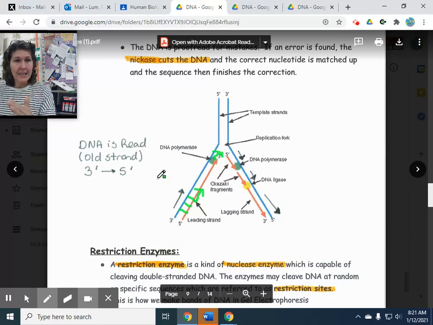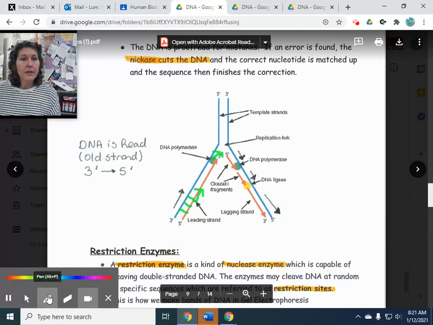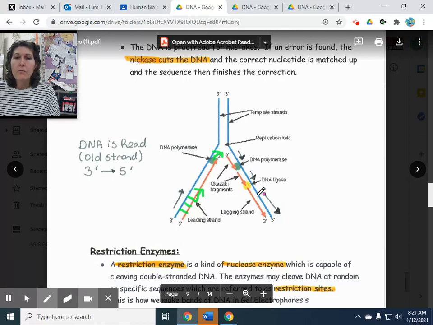It is continuous. Not so on the other side. On the other side, let's switch some colors here. So on the other side, what's happening? Well, my DNA still gets read 3' to 5', my old DNA. So let's pretend that my strand was kind of closed up to here and started right here.